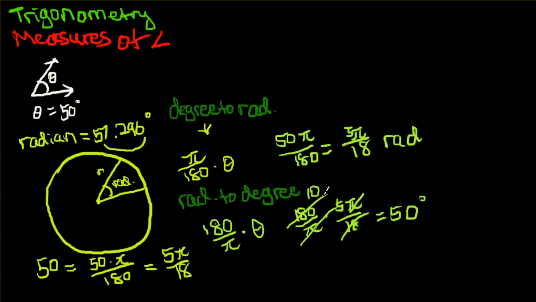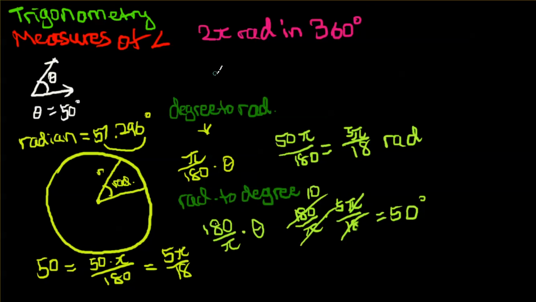Alright, so now I want to show you why this actually works, for those who wonder where I came up with this random equation. We already know that there are 2 pi radians in a 360 degree circle.